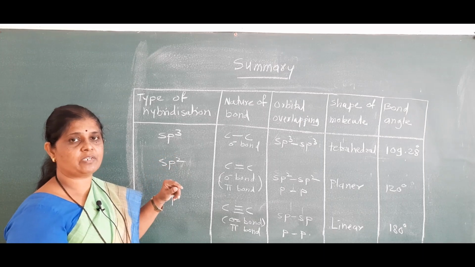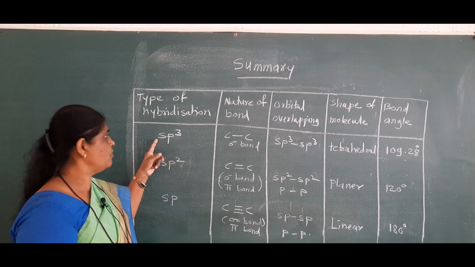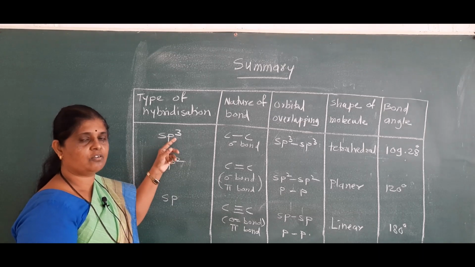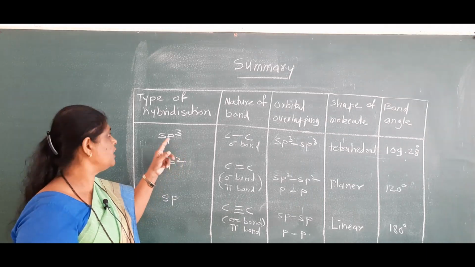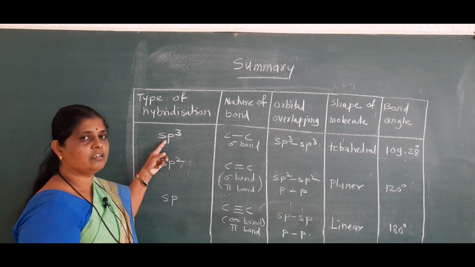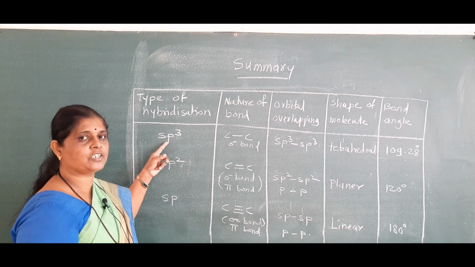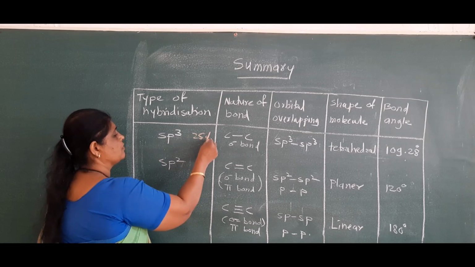Another point I am going to discuss: when there is sp3 hybridization, then what is the percentage of s character? There are 4 orbitals involved, 1 s and 3 p. Total contribution of orbitals is 100%. 100 divided by 4 is equal to 25. In sp3 hybridization, the percentage of s character is 25%.